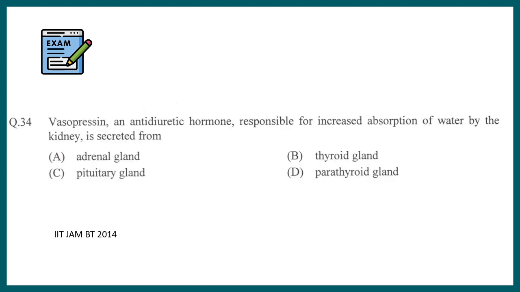Okay, then again IIT JAM 2014. They asked a question. It's all again from endocrinology. So endocrinology is in the topmost in the list. Vasopressin, an antidiuretic hormone responsible for increased absorption of water by kidney, is secreted from: A, adrenal gland, B, thyroid gland, C, pituitary gland, D, parathyroid gland. So we know it is secreted from pituitary gland. In order to know more about pituitary hormones, you can click on the link in the I button.